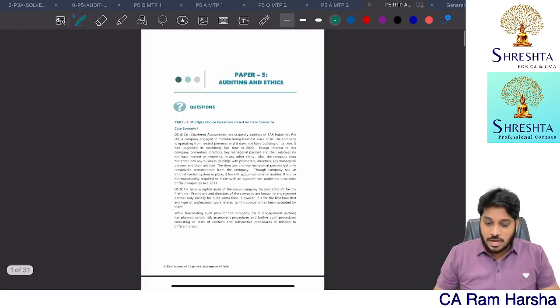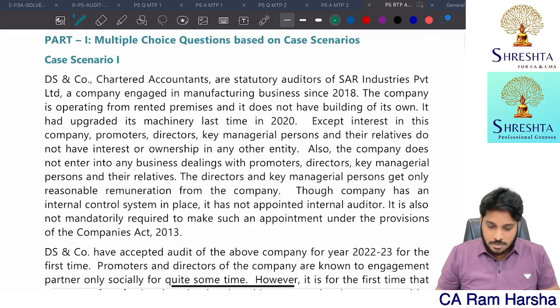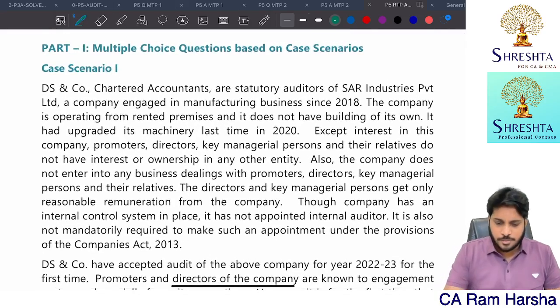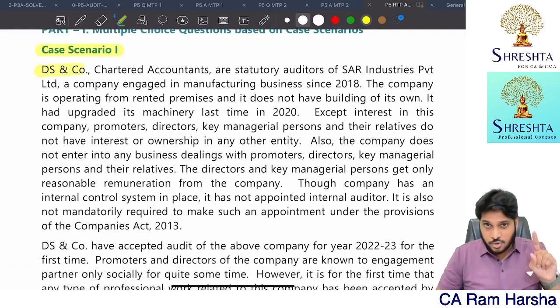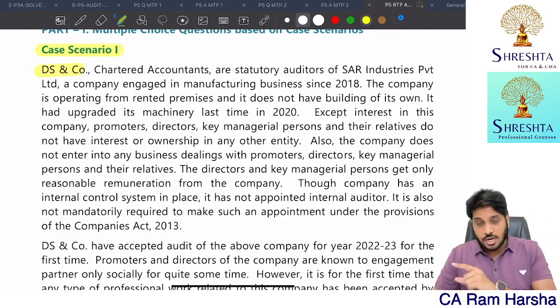Then finally we come to RTP related MCQs. Once we finish this, it will be over. Case scenario 1, DS & Co. MTP 2 we covered, MTP 1 we covered, and now RTP.